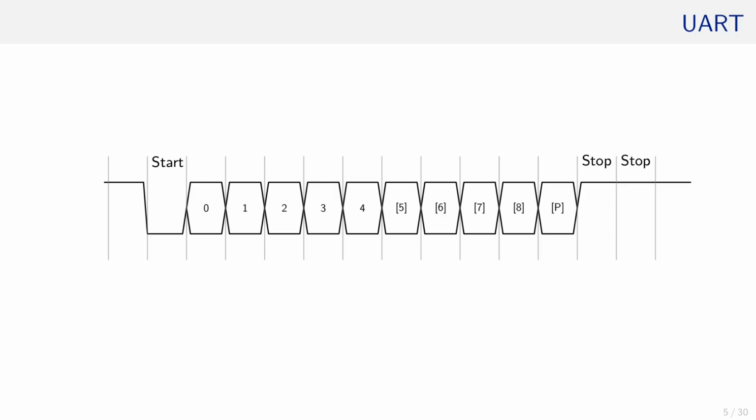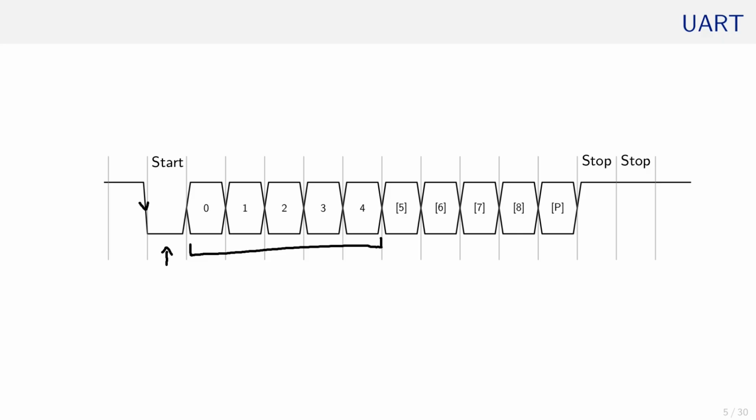We had UART some time ago, and as a reminder, here is the entire frame in waveform. We have the start bit, which toggles an idling line in a high state to a logical 0. After that, the data transfer starts. At least 5 bits are transferred.